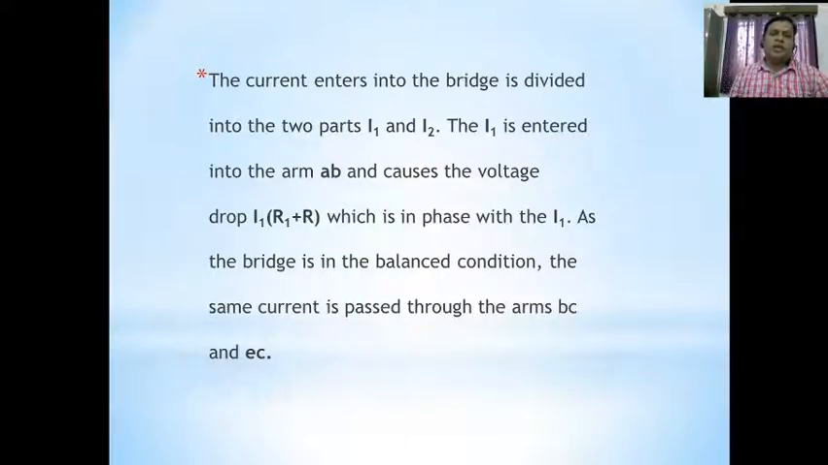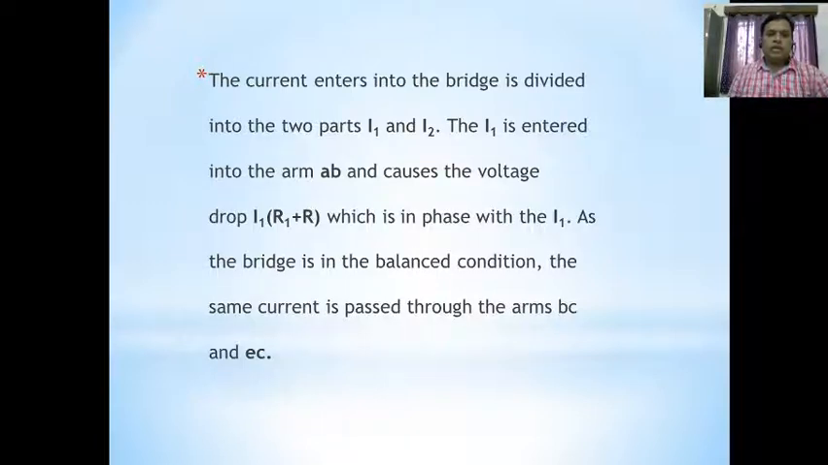Now the current entering the bridge is divided into two parts, that is I1 and I2. First of all, I1 enters the arm AB and causes the voltage drop I1 into R1 plus R, which is in phase with I1. As the bridge is in balance condition, the same current is passed through arms BC and EC also.